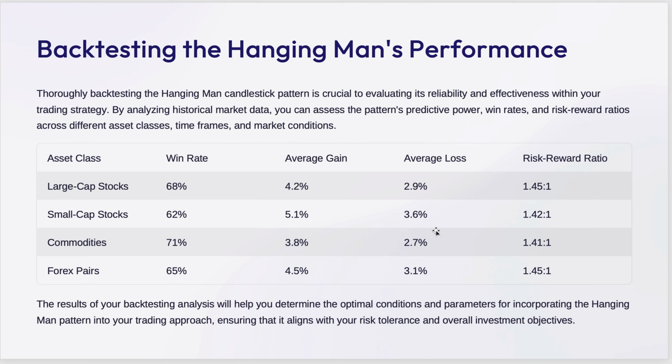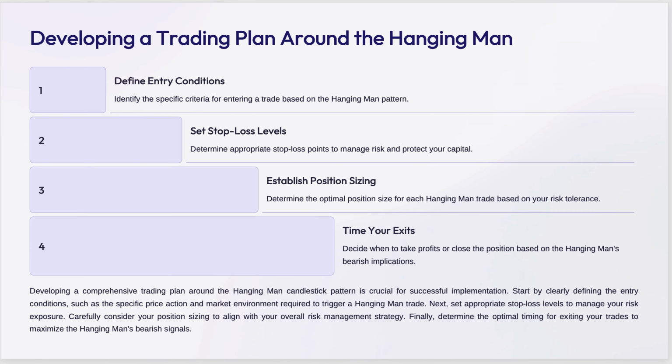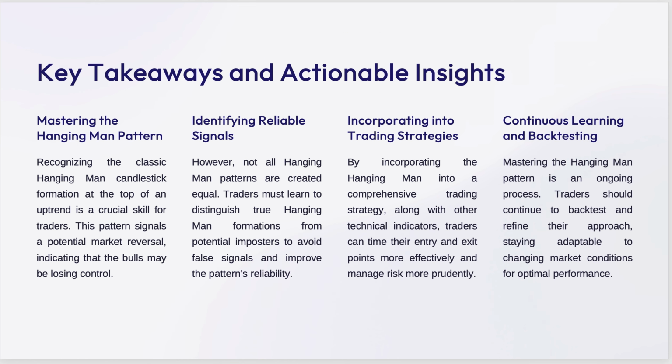So in one of the markets, I think they have backtested a 68% win rate, small cap 62%, commodity 71%, but I would really say you do your own backtesting before taking any call on this. So developing a trade plan: define entry conditions, set stop losses, establish position sizing, time your exits also. Not only entries, exits are also important.